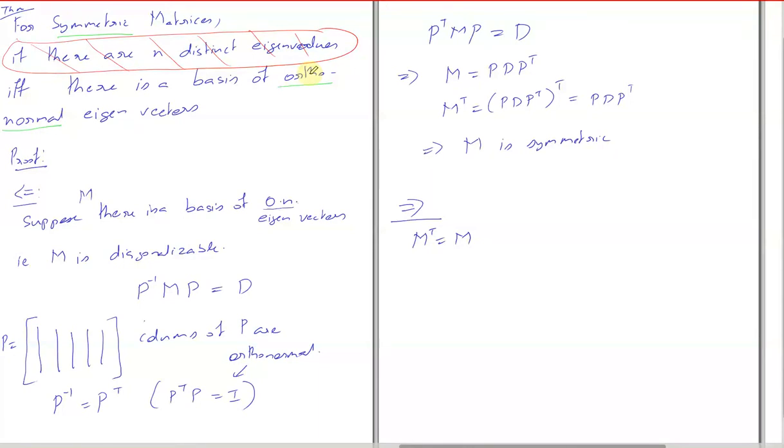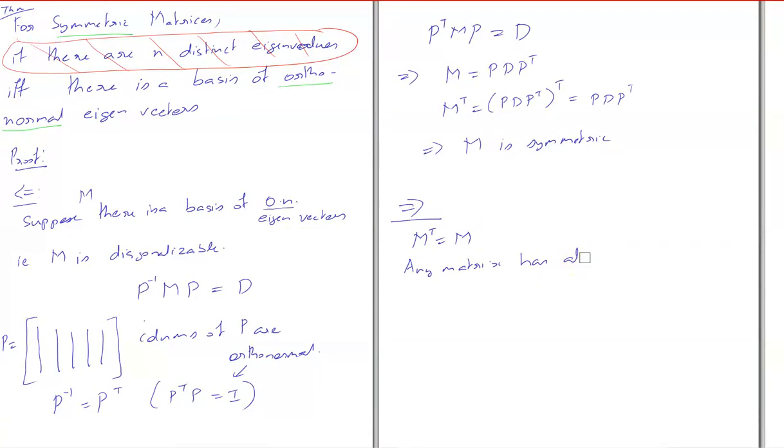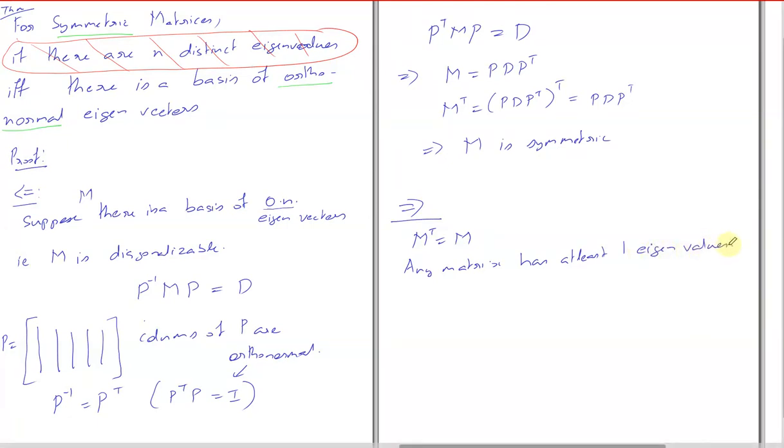Any matrix has at least one eigenvector. So this is a statement. I don't know if we proved it in class. This might be something I'll give you as an exercise to work out. So any matrix has at least one eigenvector and one eigenvalue. If you take a matrix, it should have at least one eigenvalue.